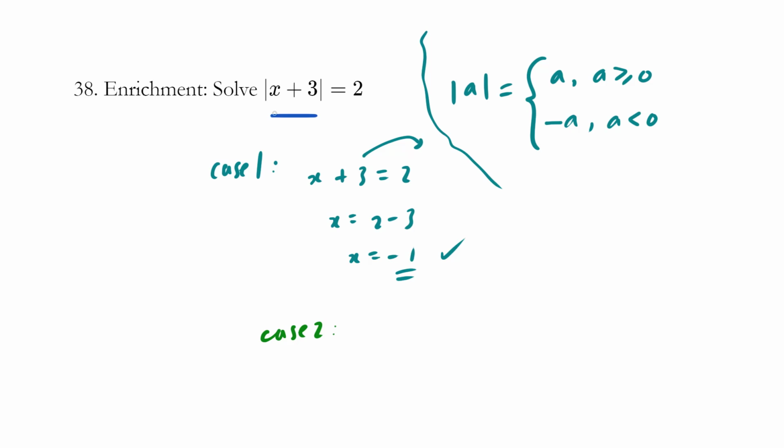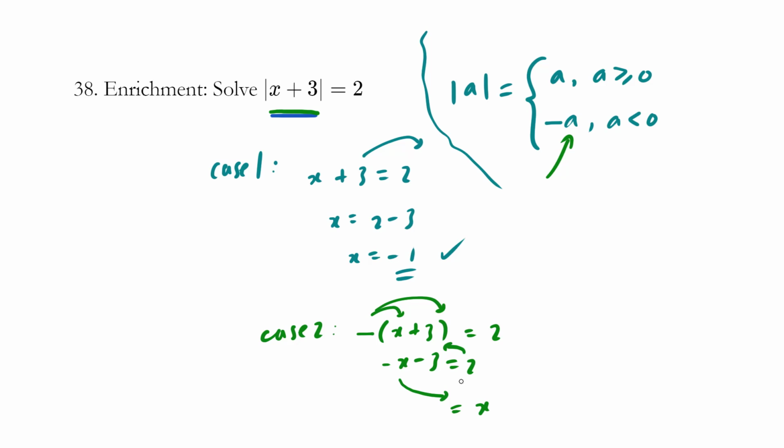So as for case 2, we take this a value, x plus 3, and we stick a negative sign in front of the whole thing with brackets. So -a is equals to 2. That's this case over here. This is just like grade 8 or 9 math now. We just distribute the -1, -x minus 3 equals 2. We could throw the x over here, we could throw the 2 over to the left. So we have x is equals to -3 minus 2, which is -5. It's our other solution.